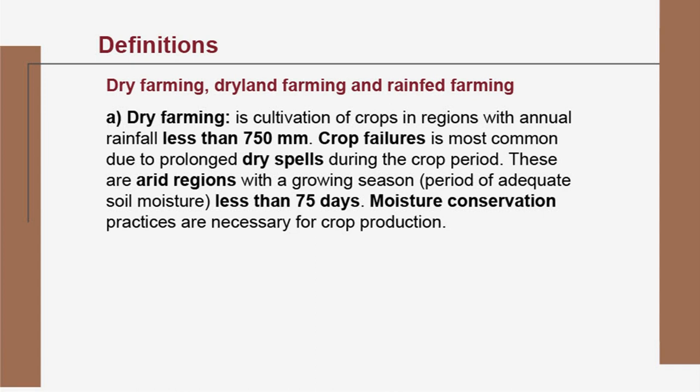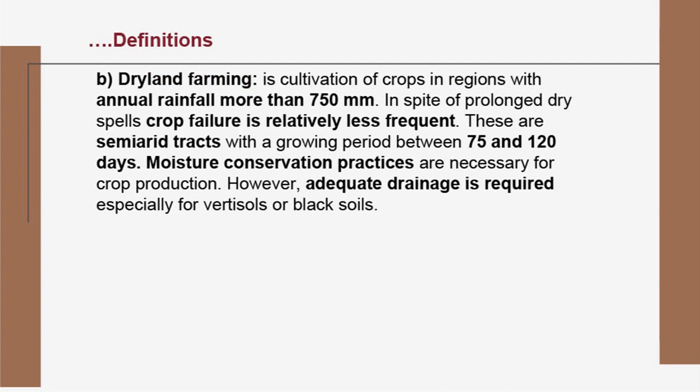Moisture conservation practices are necessary for crop production. Now, after dry farming, the second kind of farming is dryland farming. It is cultivation of crops in regions with annual rainfall more than 750 millimeter. In spite of prolonged dry spells, crop failure is relatively less frequent compared to dry farming.